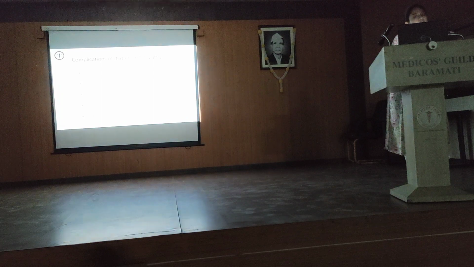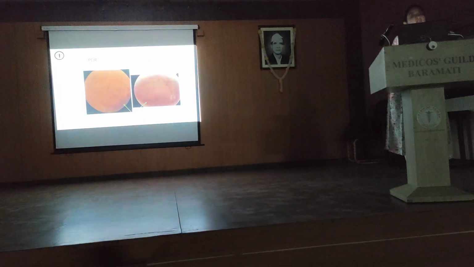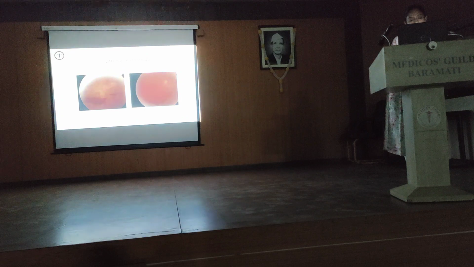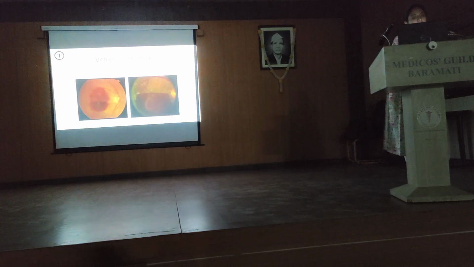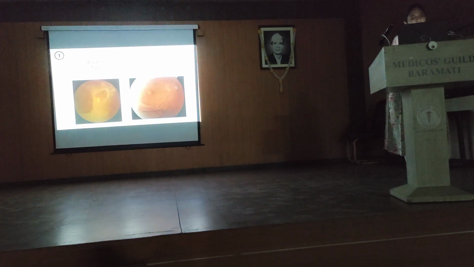So what are the complications of diabetic retinopathy? It can have a vitreous hemorrhage. These new vessels are very fragile. They will bleed and can form a vitreous hemorrhage, or it can form a subhyaloid hemorrhage. If the blood is collected at the subhyaloid place, it will be a subhyaloid hemorrhage. In that case, the patient will have more symptoms. Sudden vision loss will be there in subhyaloid hemorrhage as well as vitreous hemorrhage patients.